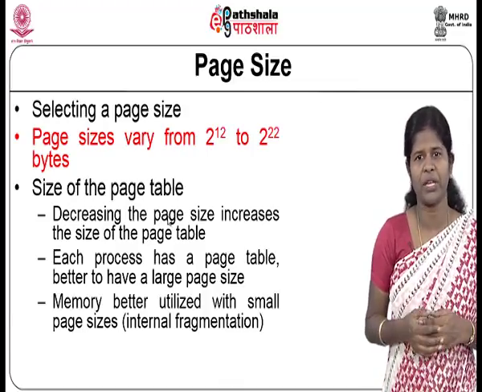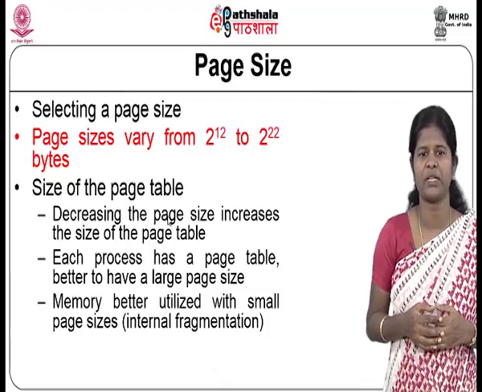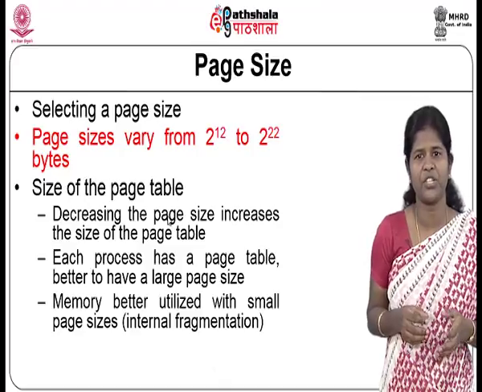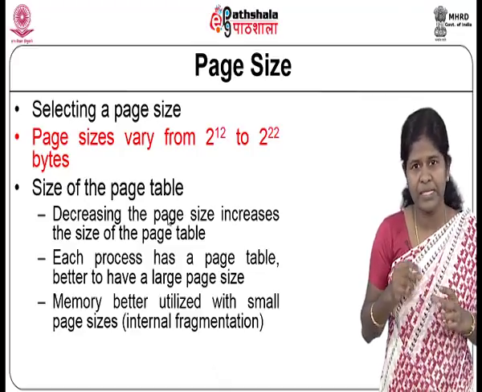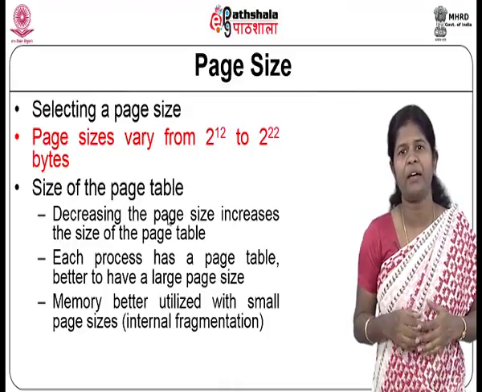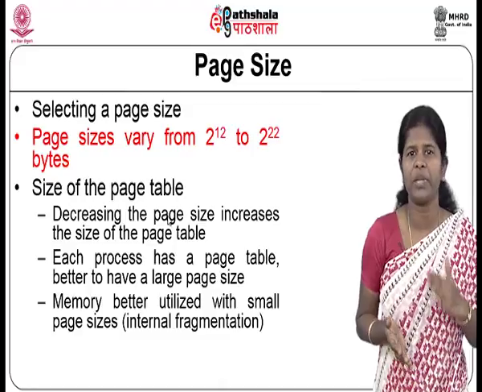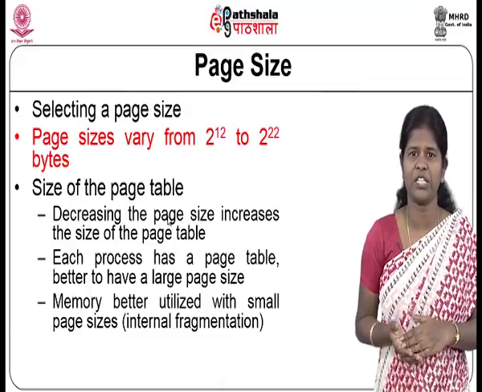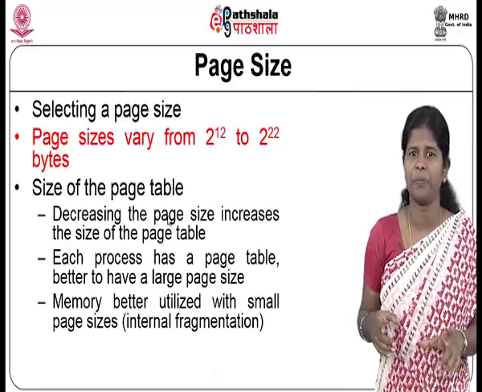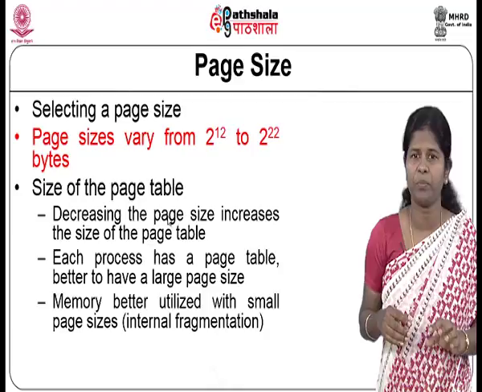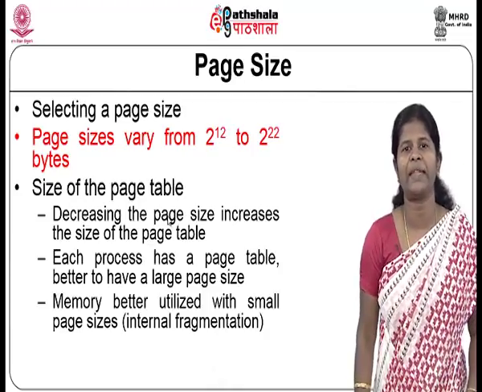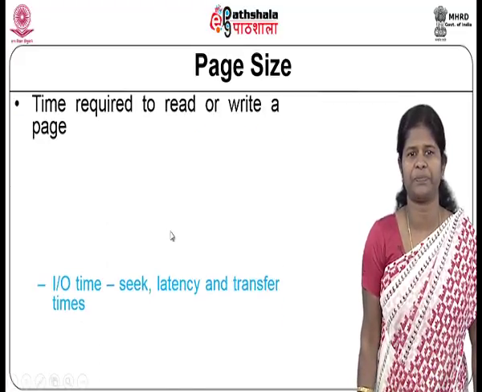So, in that case it is better to have a larger page size. When the page size is larger, you have fewer pages, and hence fewer entries in the page table, and because of that the size of the page tables becomes small. But the disadvantage is that when the page size becomes very large, then in the last page, if most of the contents are not occupied, the space gets wasted, and that leads to internal fragmentation.